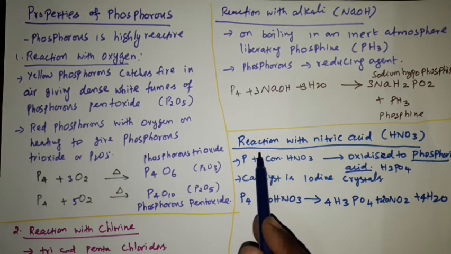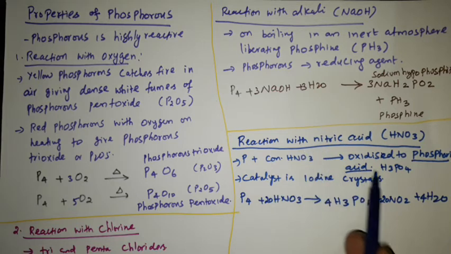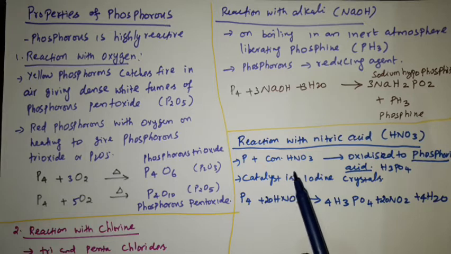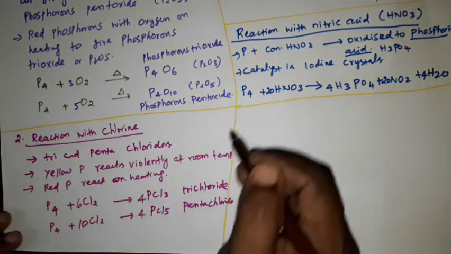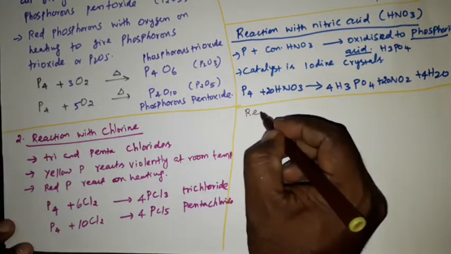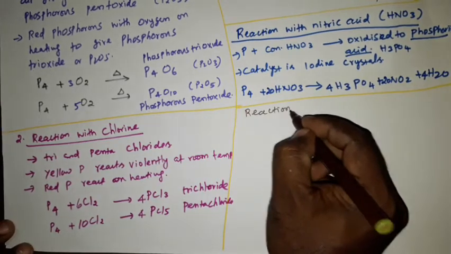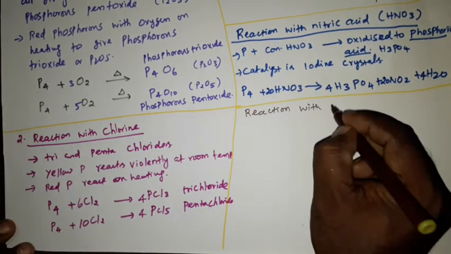So in the reaction of nitric acid with phosphorus, we are getting phosphoric acid. That's all about the reaction of phosphorus with nitric acid. Next reaction is reaction with metals, phosphorus reacting with metals.